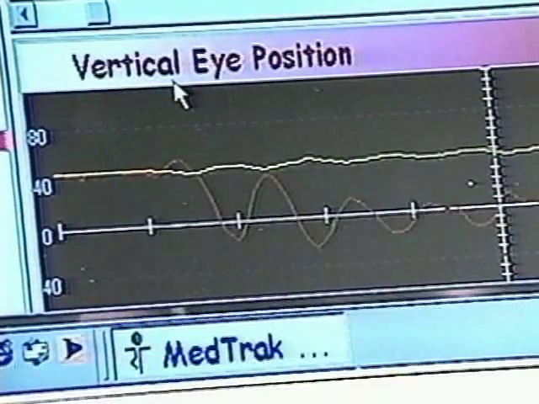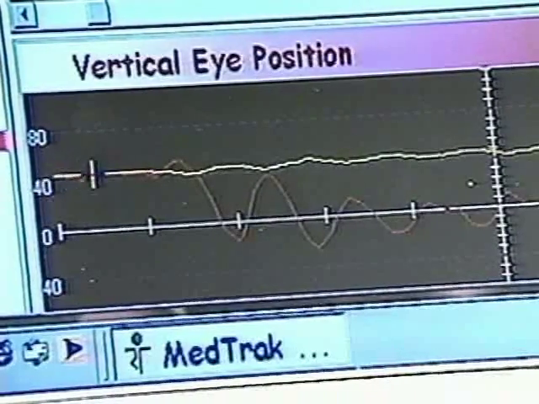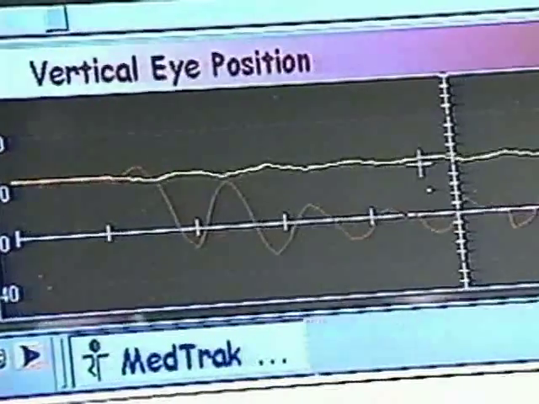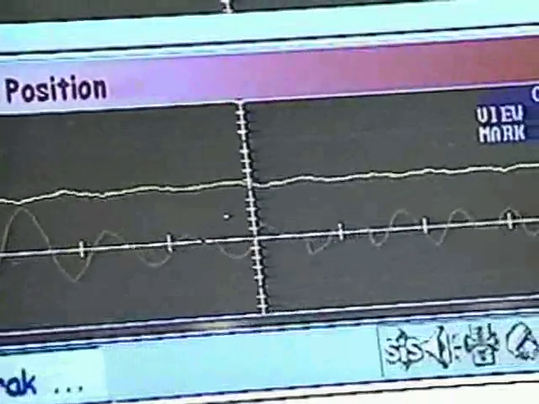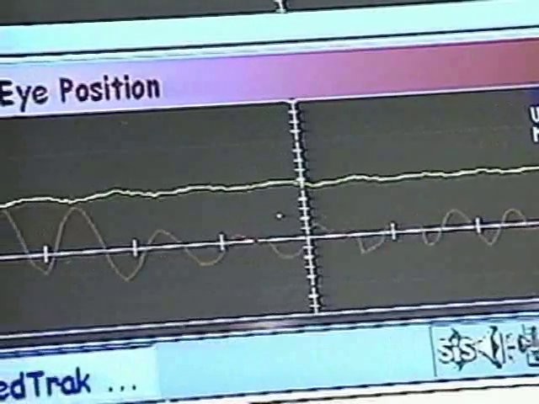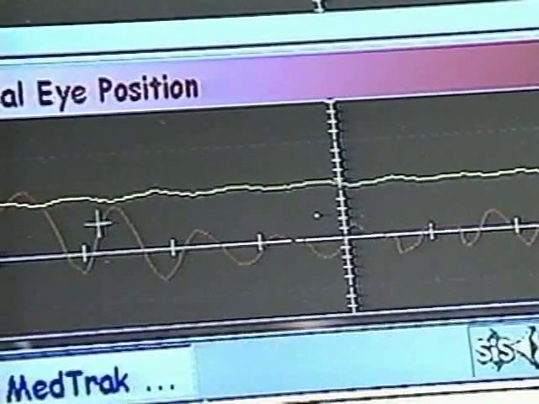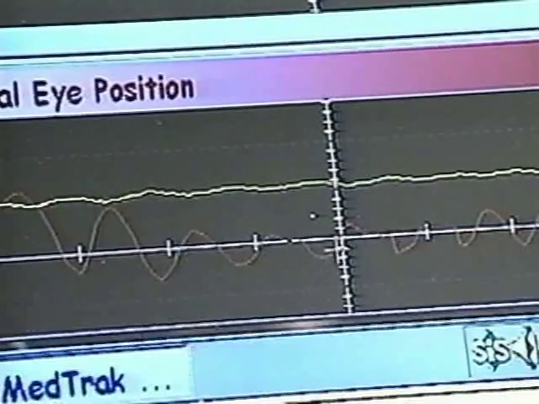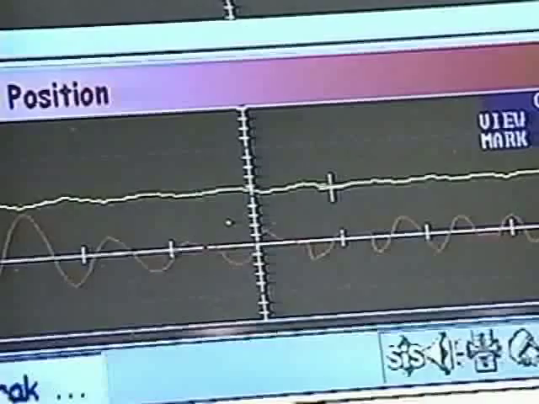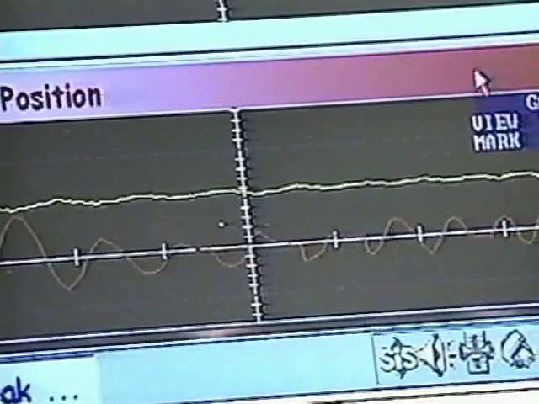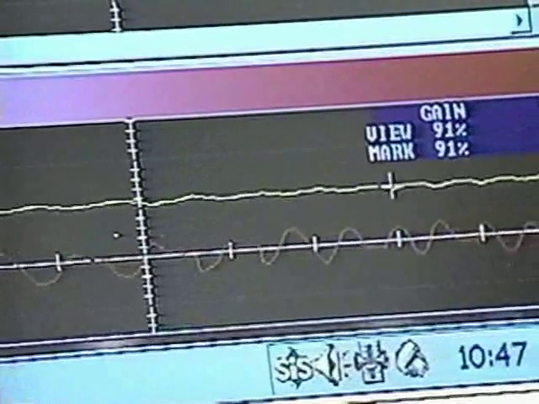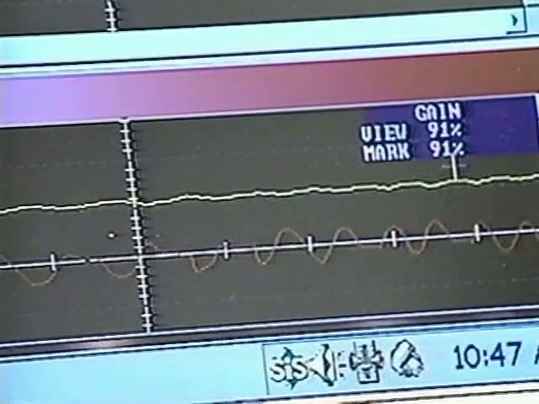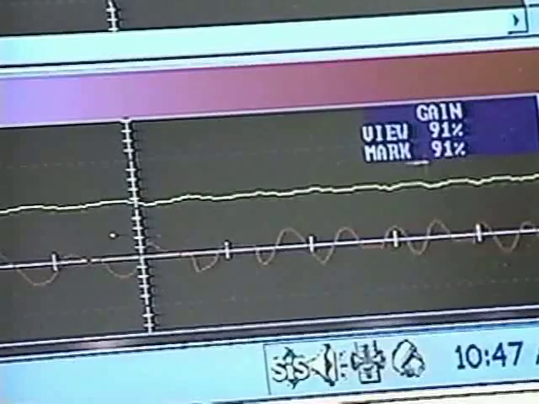In the vertical testing, we see only a small amount of head motion along the yellow line. However, with the patient testing, we see good motion, which is out of phase with the head motion, and a normal gain of 91%. Therefore, both of these examples demonstrate normal rotational testing.